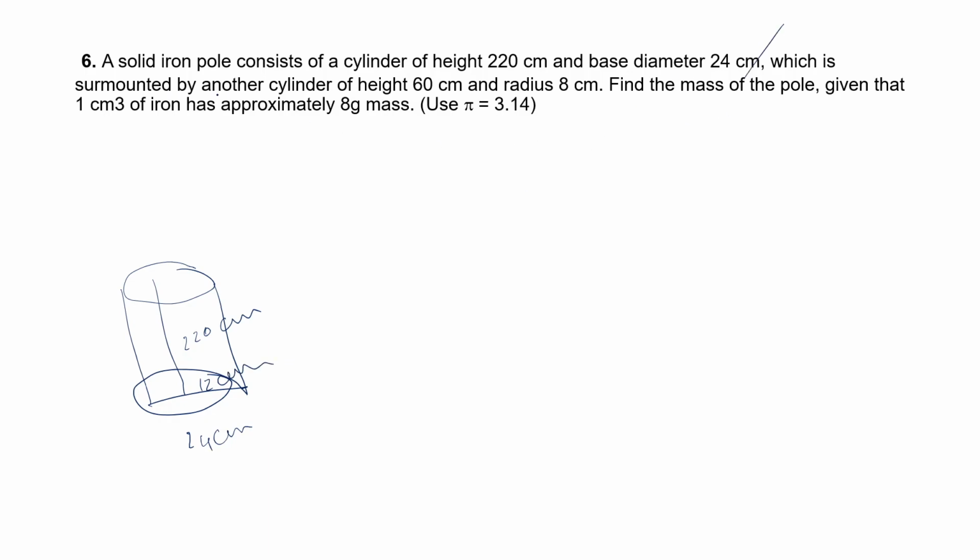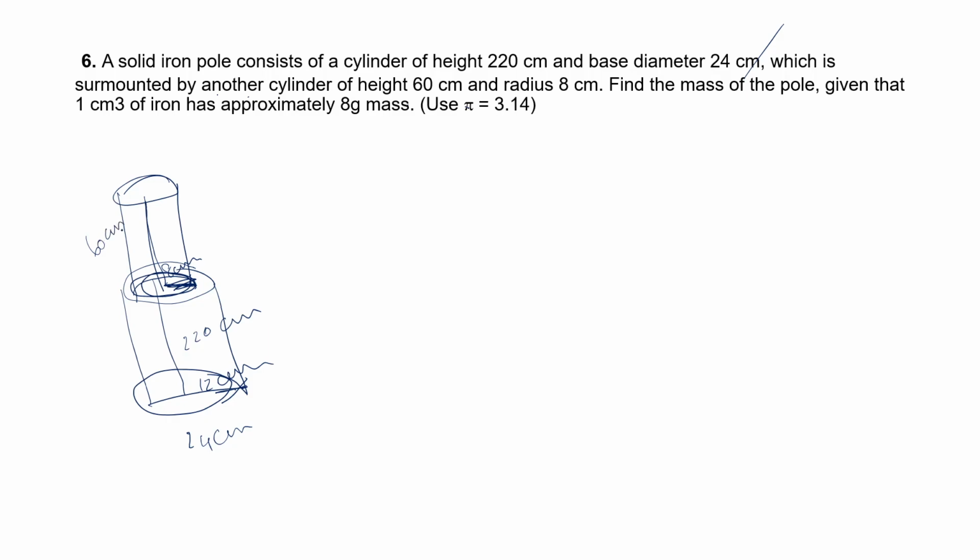Which is surmounted by another cylinder of height 60 centimeter and radius 8 centimeter. This radius is 12 centimeter, the other one is 8 centimeter. That means it should be inside this. The radius is not the same here, so it is 8 centimeter. It will be smaller than the outer cylinder, and the height of that is 60 centimeter.